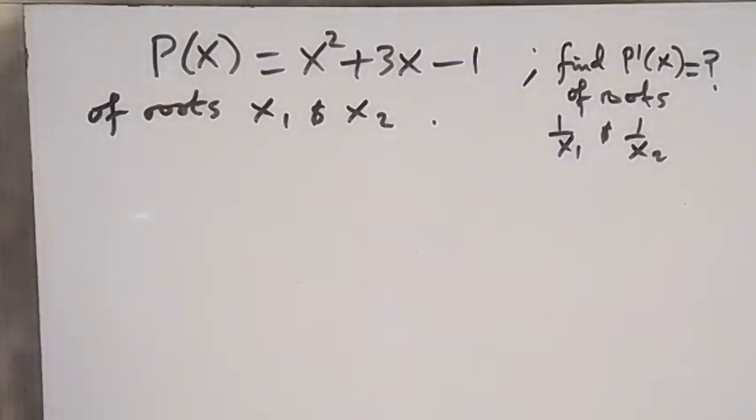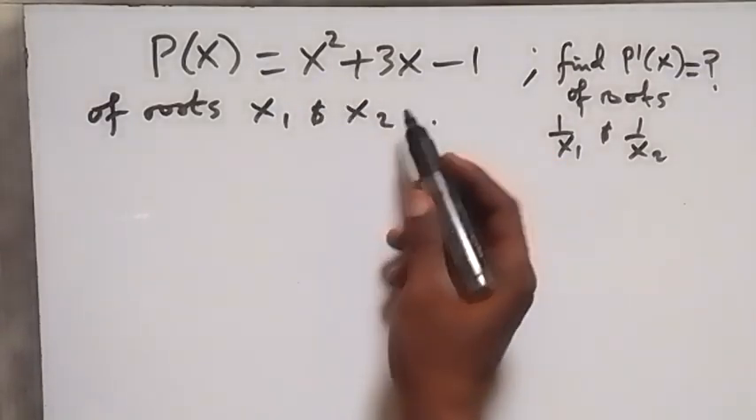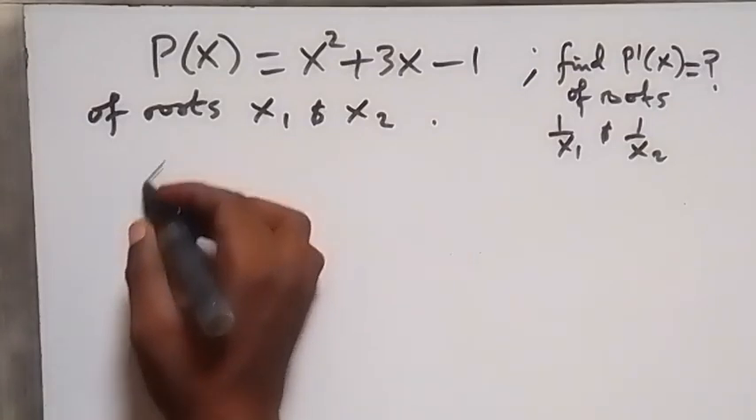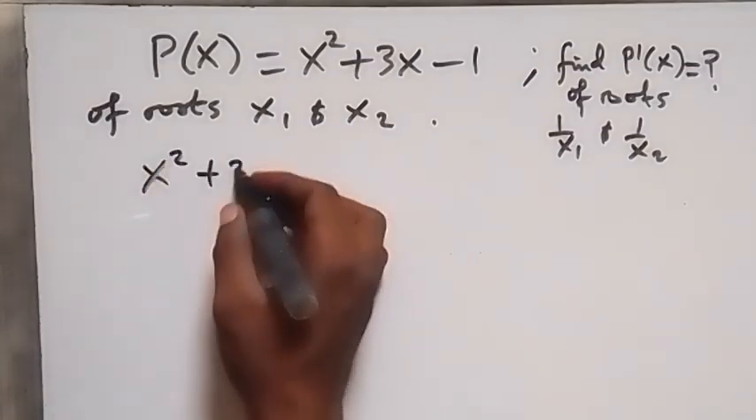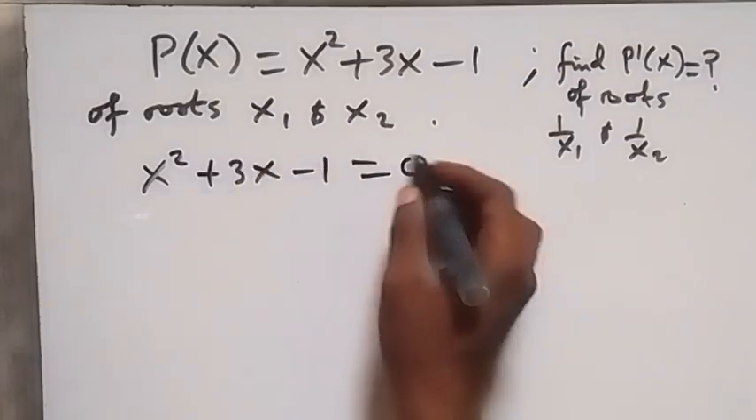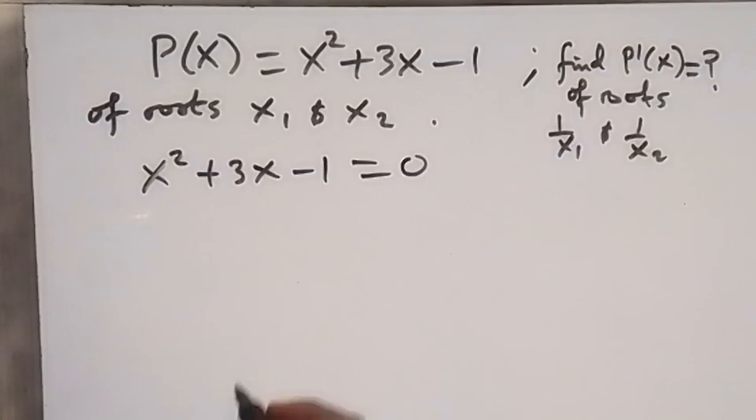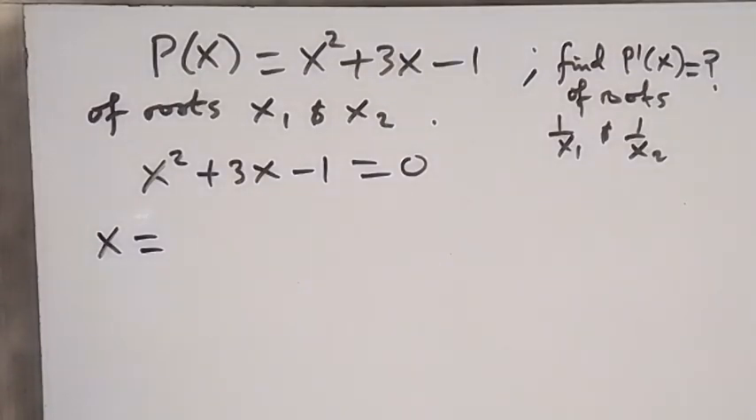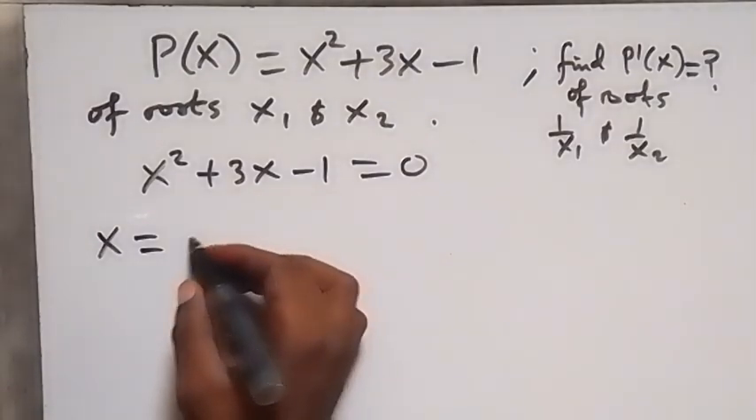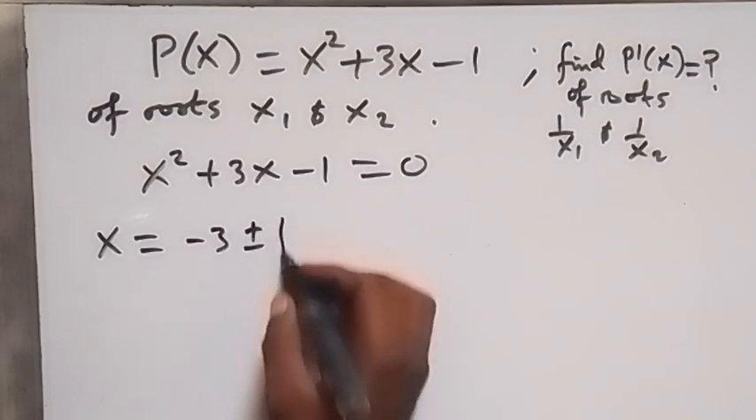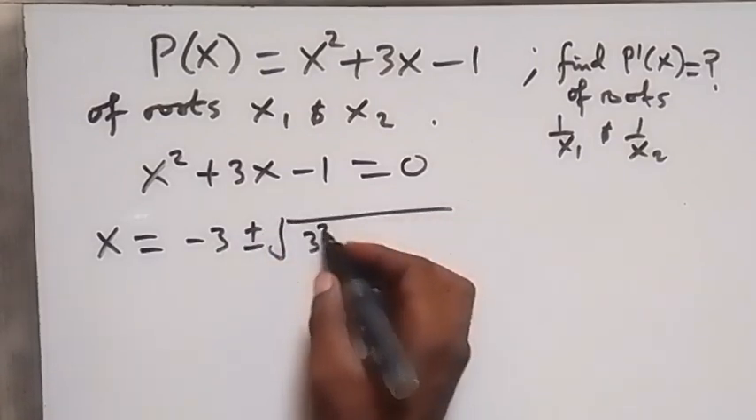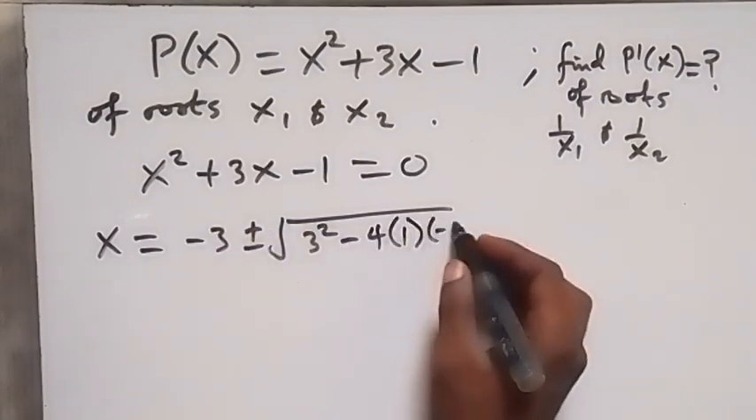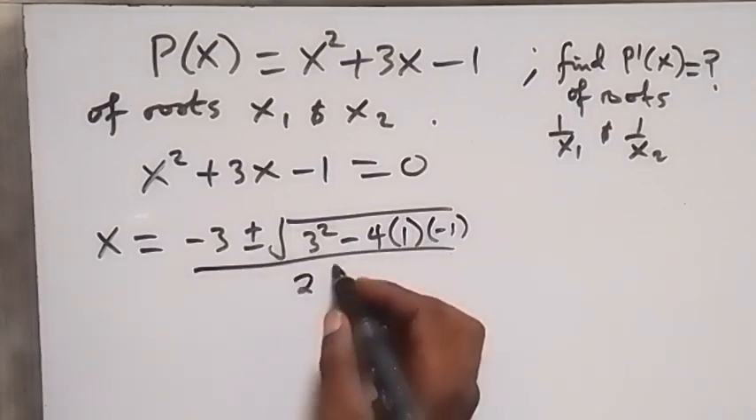So very quickly, let's first find the roots of this quadratic equation. We have x squared plus 3x minus 1 equals 0. From here, we can use the quadratic formula to solve this, and x will now be equal to minus b, that's minus 3, plus or minus the square root of b squared, that's 3 squared, minus 4ac, that's 4 times 1 times minus 1, over 2a, 2 times 1.